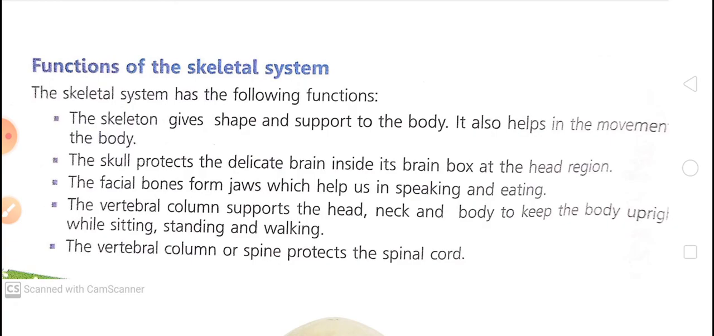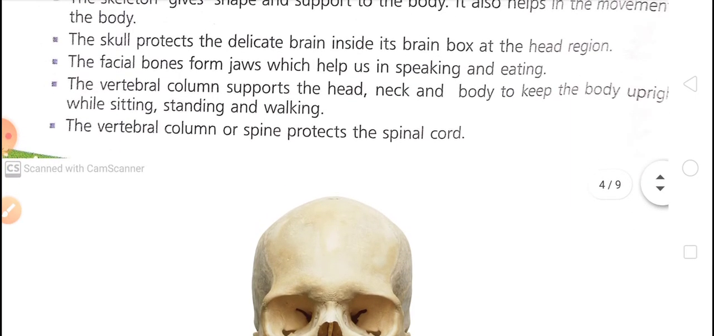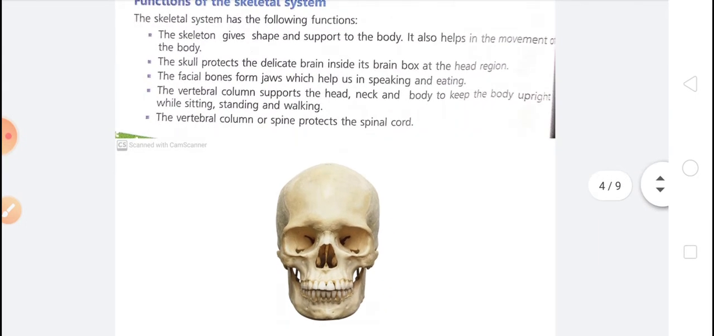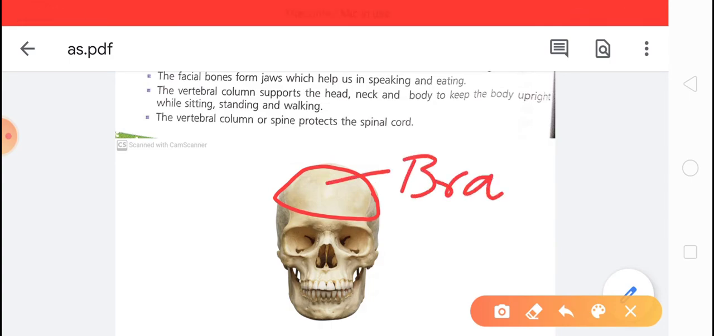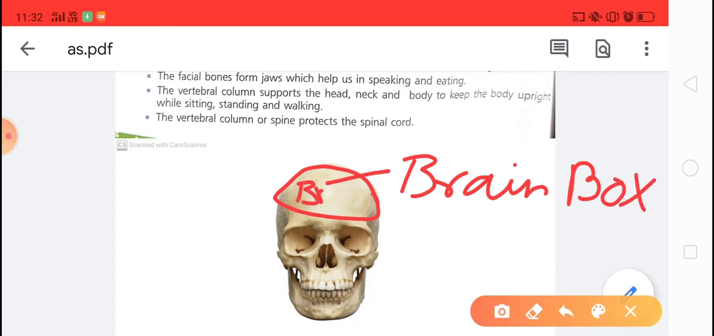The skull, which is the main part of our skeletal system, protects the delicate brain inside the brain box. You can see here, this is the brain box of the skull, and inside the brain box, the delicate brain is protected. Okay, another function of the skeletal system is facial bones. I hope you understood this.